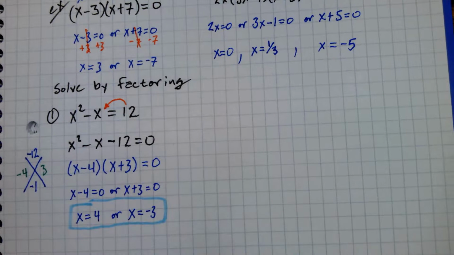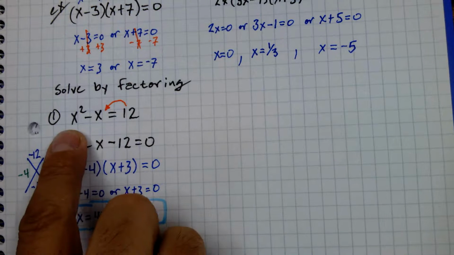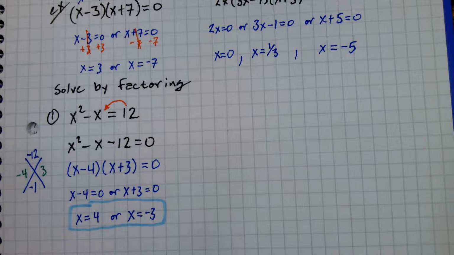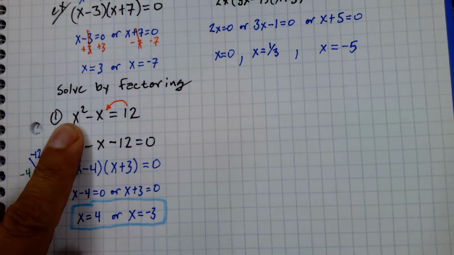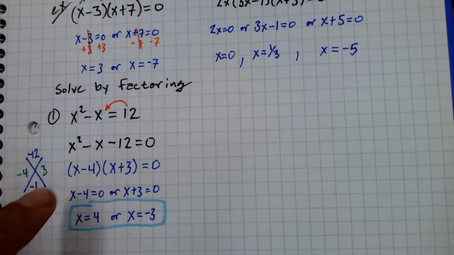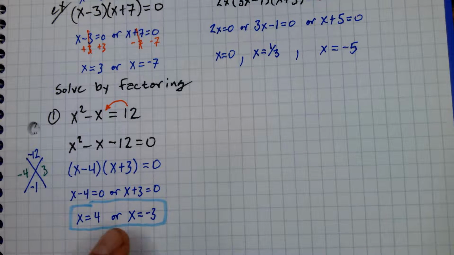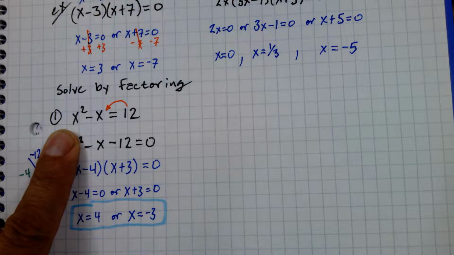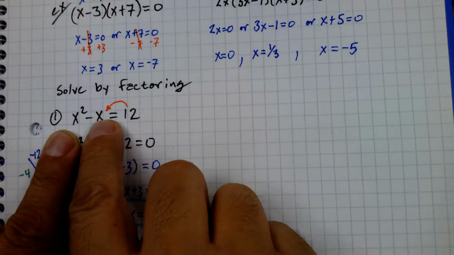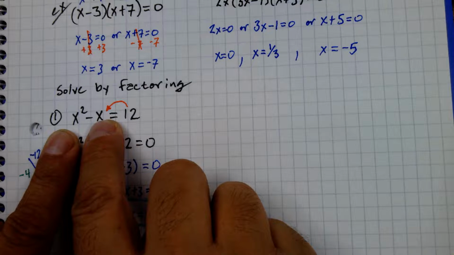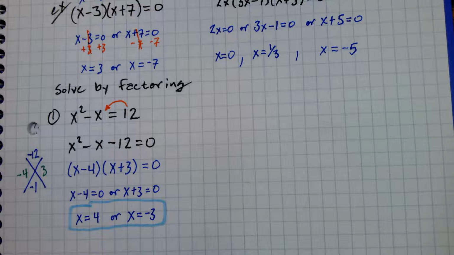Sometimes we call those the zeros, and you'll see why when we start graphing again with these things. So those are the two answers to this equation. If I go back and replace x with either 4 or -3, they would work. You could test it out. What's 4 squared? And what's 16 take away 4? 12. What's -3 squared? And what's 9? Well, minus -3, which would be plus 3. 12. So there's our solutions.